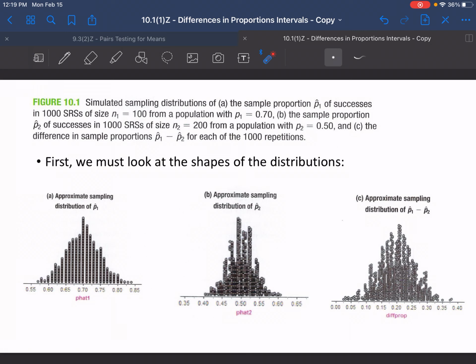B is the sample proportion for school 2, and again, it looks approximately normal. C is representing the difference in sample proportions, the difference between this proportion and this proportion, and you'll notice that it also looks approximately normal. So what we need to understand is that if we take a sampling distribution of one sample and a sampling distribution of a second sample, they both need to be normal in order for us to be able to find a confidence interval for the difference in those two sample proportions.